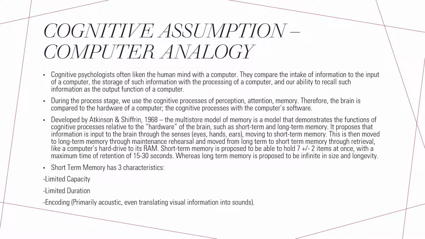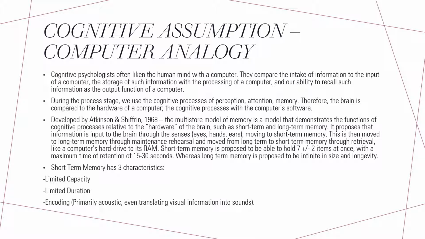The next cognitive assumption is the computer analogy. Cognitive psychologists often liken the human mind to a computer. They compare the intake of information to the input of a computer, the storage of such information with the processing of a computer, and the ability to recall such information as the output function of a computer. During the process stage, we use the cognitive processes of perception, attention, and memory. Therefore, the brain is compared to the hardware of a computer, and the cognitive processes to the software that enables the computer to run.